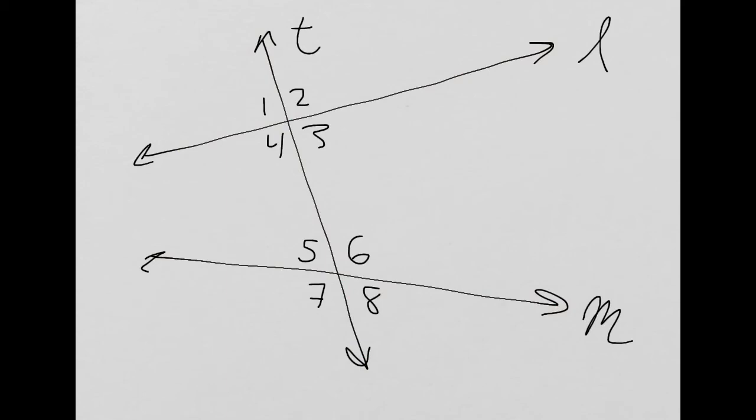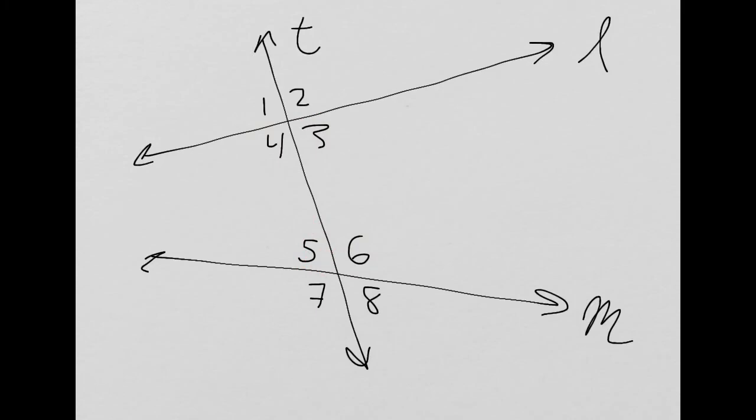Now that you've tried that out on your own, let's go ahead and take a look at it together. So a pair of alternate interior angles, they're non-adjacent interior angles that lie on opposite sides of the transversal. So a pair of alternate interior angles, one would be angle 4 and angle 6, or you could have also said angle 3 and angle 5.